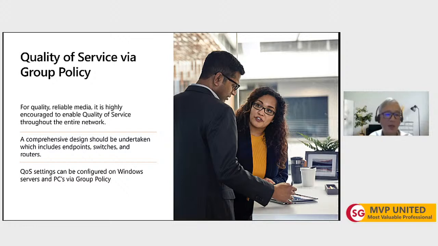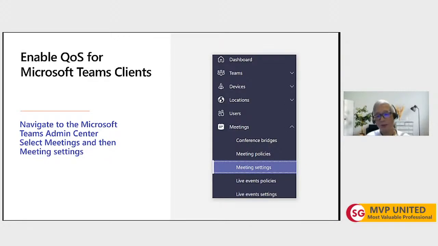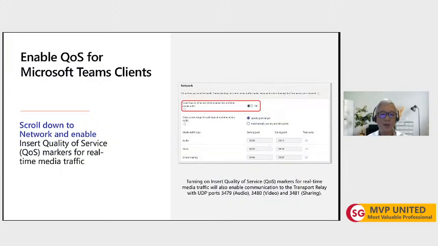Okay, QoS settings can be configured on your Windows servers and your PCs using the policy. So on the Teams Admin Center, you will find a setting in the portal that will allow you to actually turn on QoS for your Teams client, right? And you can see that on the diagram on the right-hand side. So I won't go into detail, but you can easily find this in the admin portal. And you can actually set here, like you see here on the screen, turn on the QoS for real-time traffic, and then specify the port ranges.